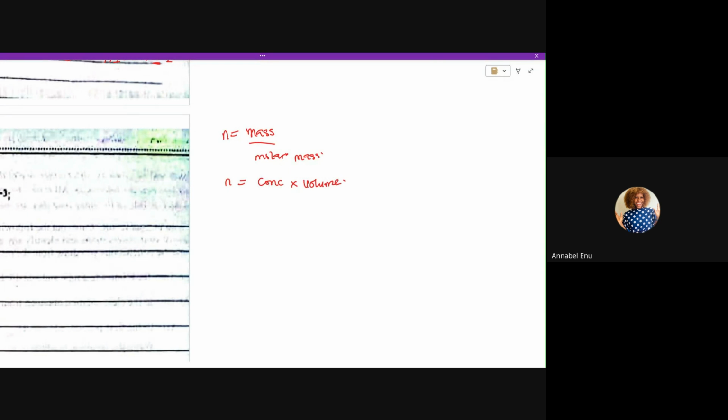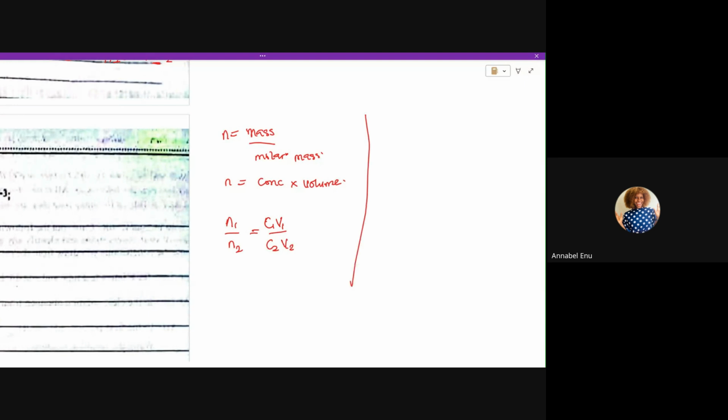Okay. And also another more jam-packed formula is when we are comparing between the acid and base, for example. So we can have number of mole of one divided by number of mole of the other is equal to concentration of one times volume of one, over concentration of the other times volume of the other.